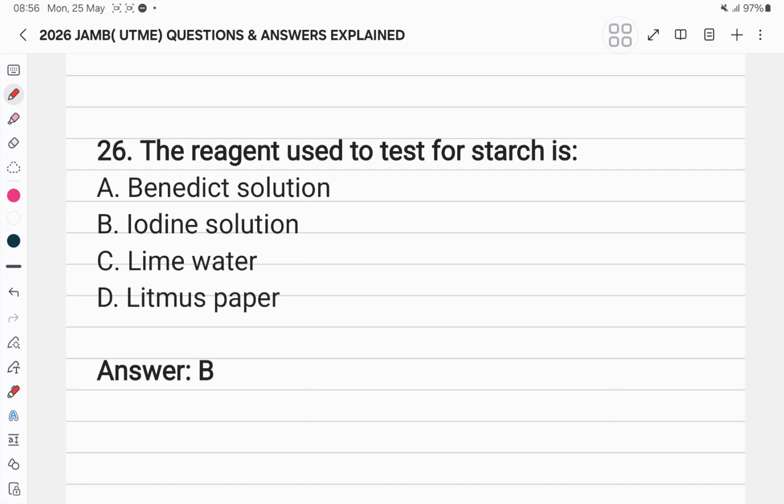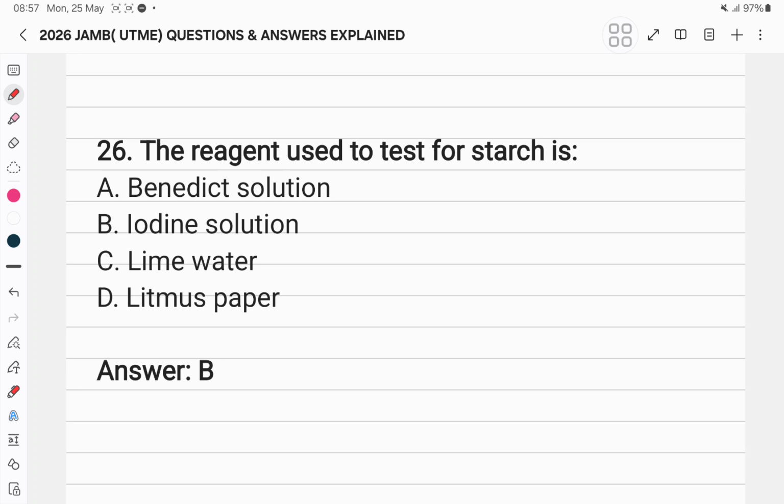The reagent used to test for starch. The answer is iodine solution. In qualitative analysis, which involves tests of ions and functional groups in organic substances, we test for ions mostly in inorganic substances, mainly salts, while we test for functional groups in organic substances such as starch, glucose, and the likes. There are some reagents that are used to confirm the presence or absence of ions or functional groups in the substances under test.